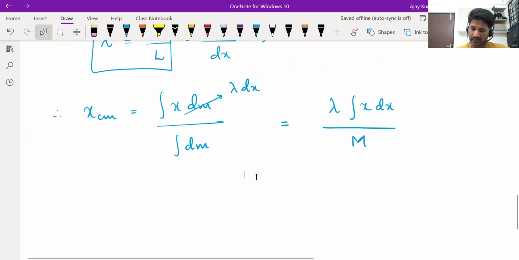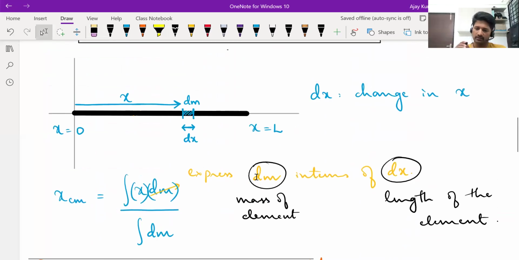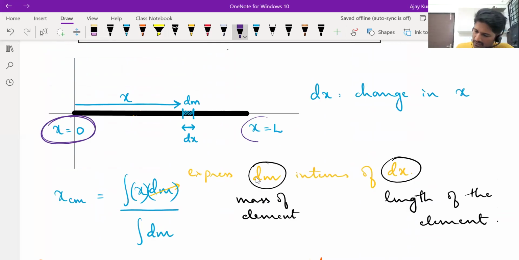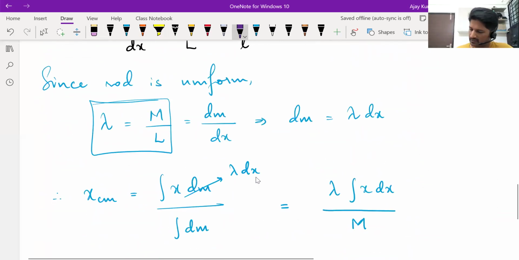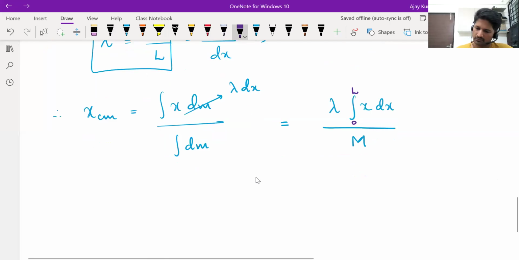Okay. And we want to find the position of center of mass of this rod, where the mass extends from x equal to 0 to x equal to L. We want to cover the entire system, no? So the limits for integration will be from 0 to L. Okay, that's all. Now one of you tell me how much is integral x dx? Okay, you already told me, x square by 2.